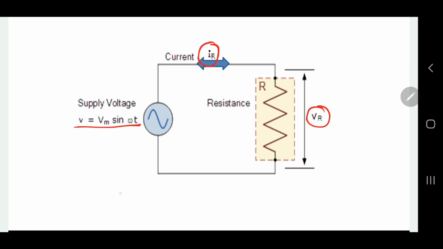Our aim is to find what is the voltage equation and what is the current equation. Comparing these two, we will be getting an idea about whether the current is in phase, or it is lagging the voltage, or it is leading the voltage. Then only we will be going for a further analysis.